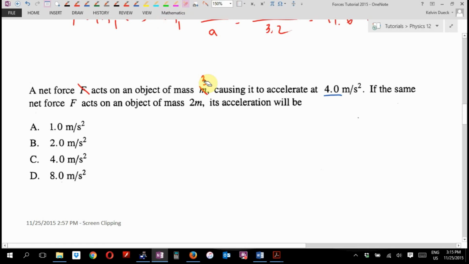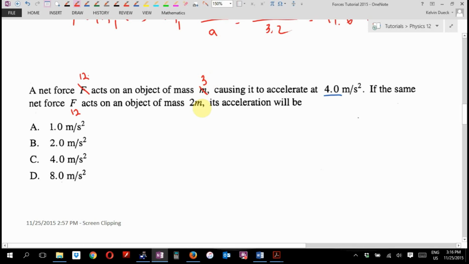What's the mass? What's the acceleration? What's the force? I'm using F equals ma. So if the mass is 3, then this has to be 12 newtons. So down here, I also see 12 newtons. What's the mass? 2m. What was my original mass? 3. What's 2m?